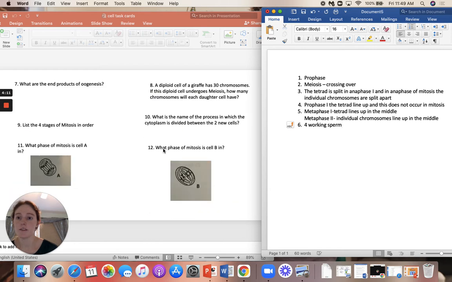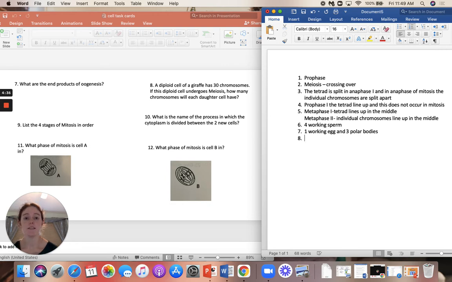Whoa. Went too quick there. Okay. Number 7. Oh, this is an easy one. What are the end products of oogenesis? You get 1 working egg and 3 polar bodies, which are just going to disintegrate. Number 8, a diploid cell of a giraffe has 30 chromosomes. If this diploid cell undergoes meiosis, how many chromosomes will each daughter have?